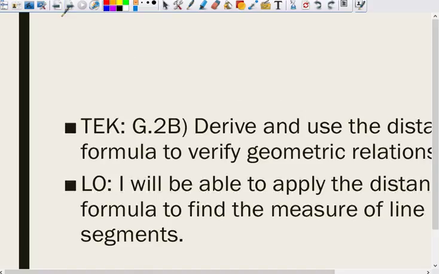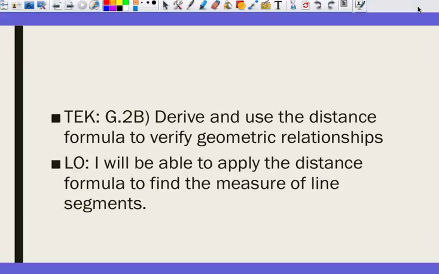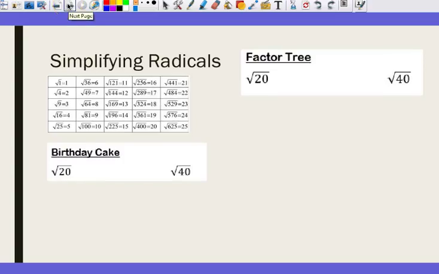All right, our TEK for today is to derive and use the distance formula to verify geometric relationships. Our learning objective is: I will be able to apply the distance formula to find the measure of line segments. First, before we start doing distance formulas, we need to review simplifying radicals. A radical is the square root sign.